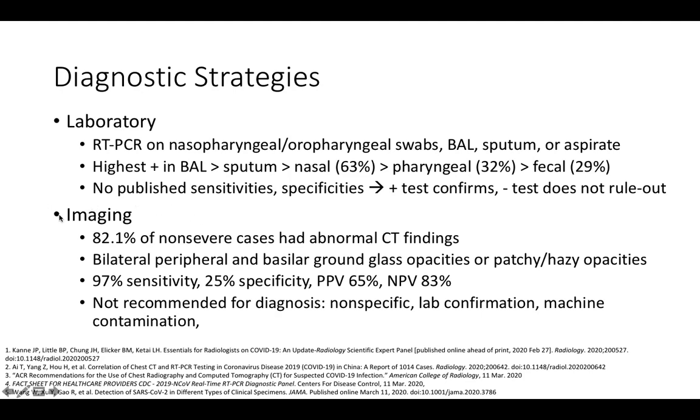Regarding imaging, there's a lot of debate about the role of imaging in actually diagnosing coronavirus, but 82.1% of non-severe cases had abnormal CT findings, and 97% of severe cases had abnormal CT findings. The most common CT findings were bilateral peripheral and basilar ground glass opacities or patchy hazy opacities. This is very non-specific. A lot of viruses can have this sort of presentation on CT scan. So the specificity was only 25% for CT scans, and the sensitivity was 97%.